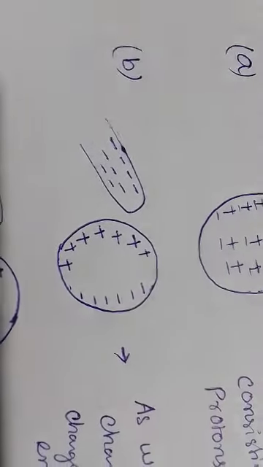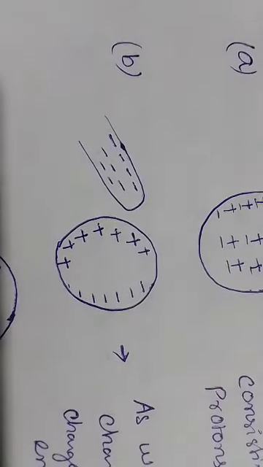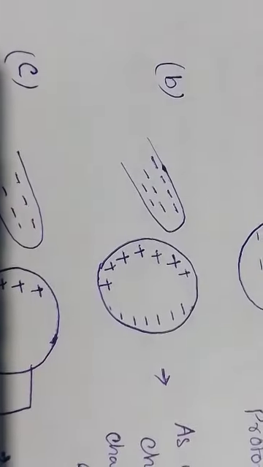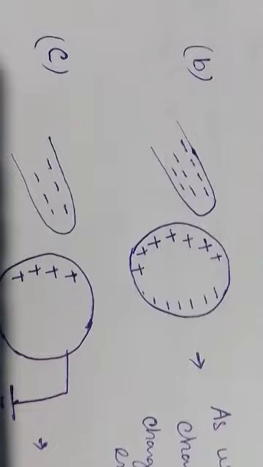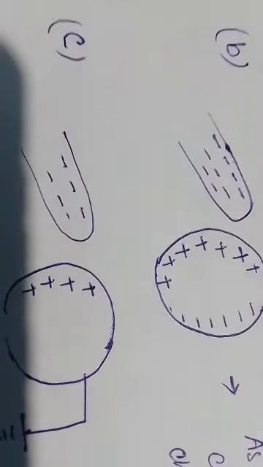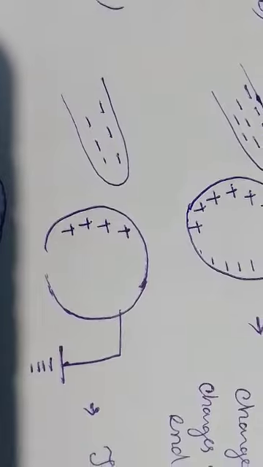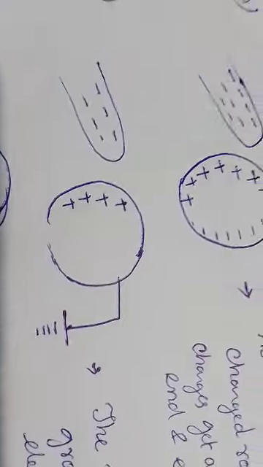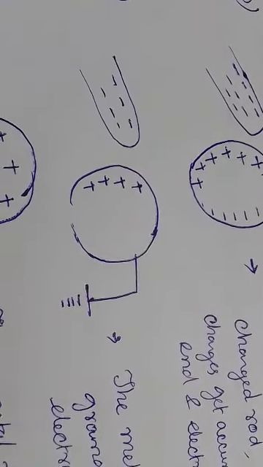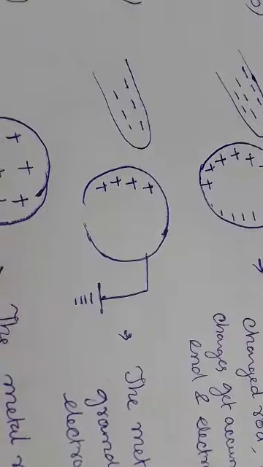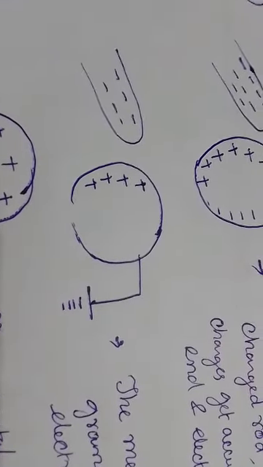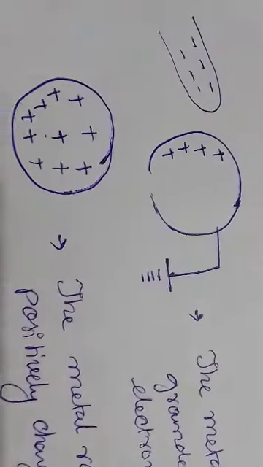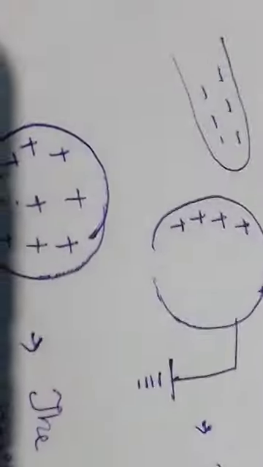That is the reason why negative charges move towards the other end, while the positive charge gets accumulated near the negatively charged rod. Now what we are doing is that we are trying to ground it with an earthing. So as soon as we ground it, the negative charges that were there try to move towards the ground, and thus the sphere becomes positively charged. The metal sphere is now positively charged.